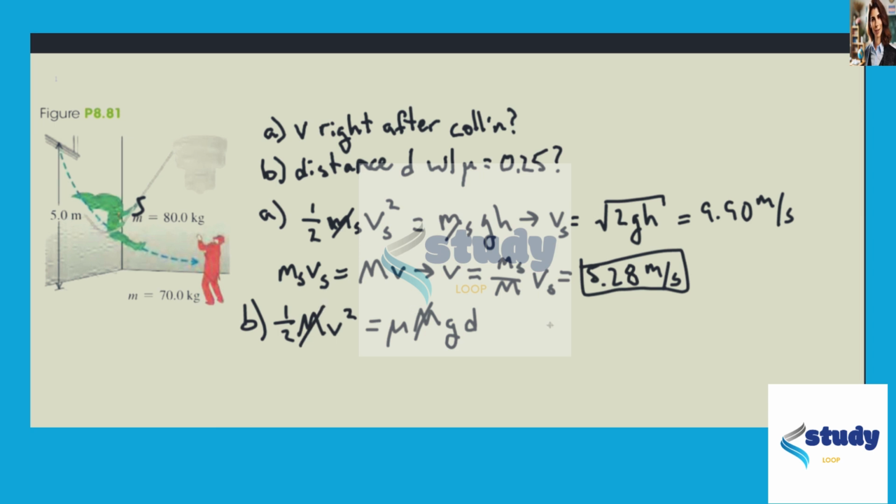Cancel things out. So then d is going to be v squared over 2 mu g, and this, when you put the numbers in, is 5.7 meters.